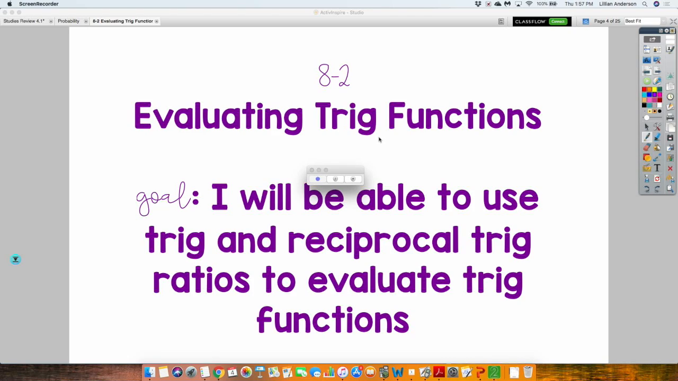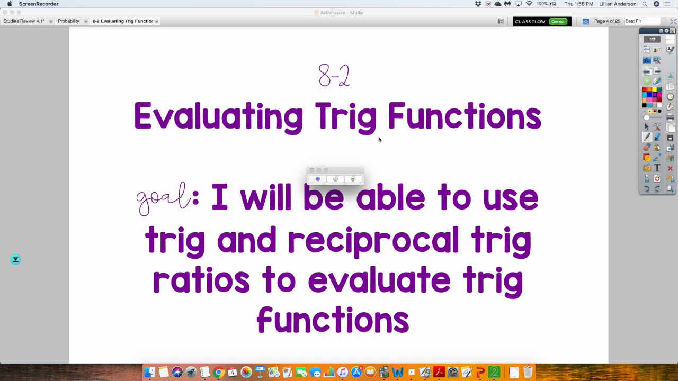So today we are talking about evaluating trig functions. You guys are going to be able to use the trig functions, the sine, cosine, and tangent, and their reciprocal functions, cosecant, secant, and cotangent, to evaluate trig functions. Yes, there are more than just 3 trig functions out there. There's more than just sine, cosine, and tangent. There's secant, cosecant, and cotangent.